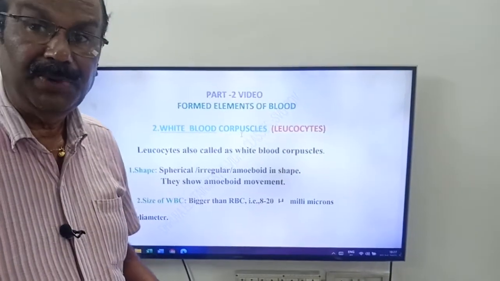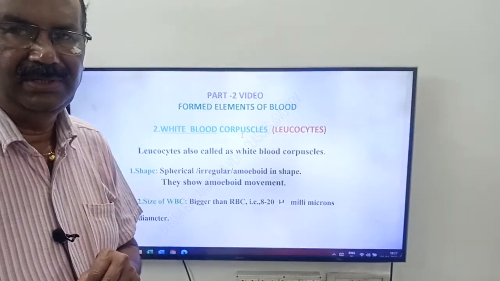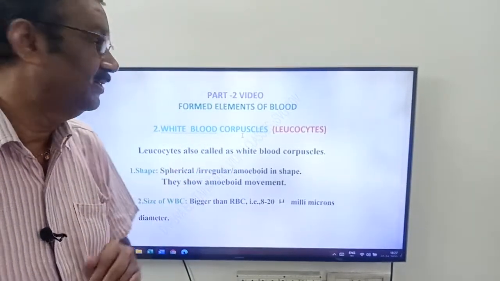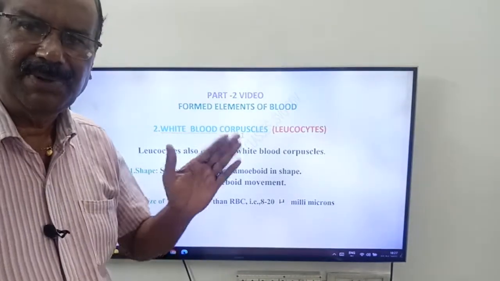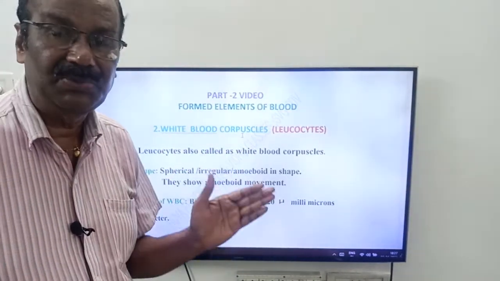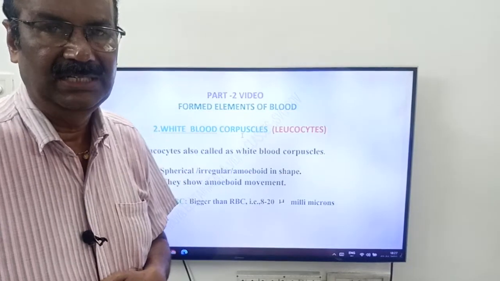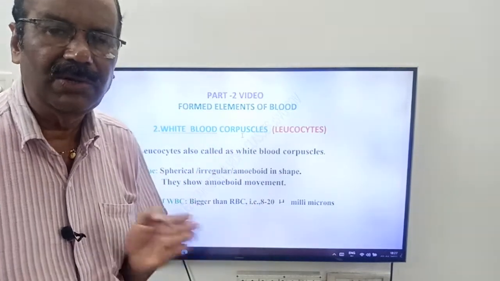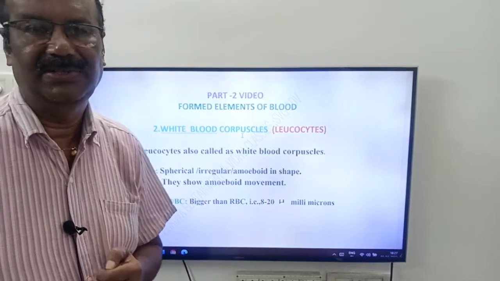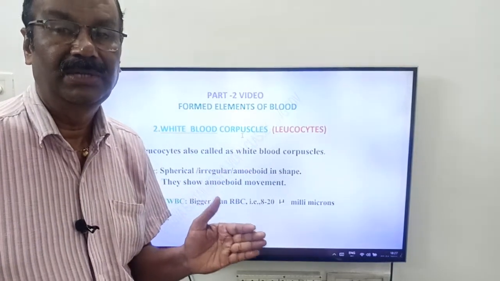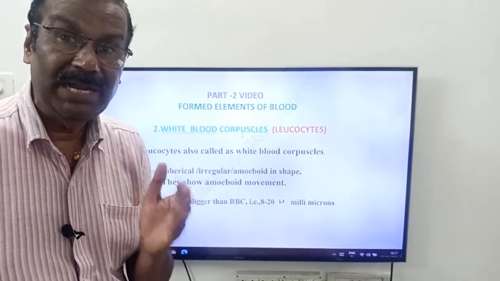Next video, this is part 2 video of the formed elements of the blood, friends. In the first video, or in the part 1 video, we discussed up to red blood cells. In this video, we are going to discuss the white blood cells and platelets. So this is part 2 video of the formed elements.